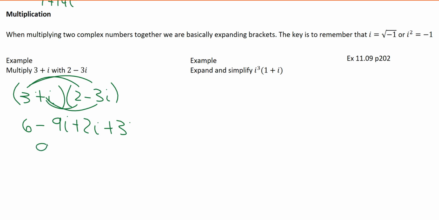Yep. So it's now 6. -9 plus 2 is -7. Funny looking 6, sir. Real funny looking 6 plus 3 is 9.